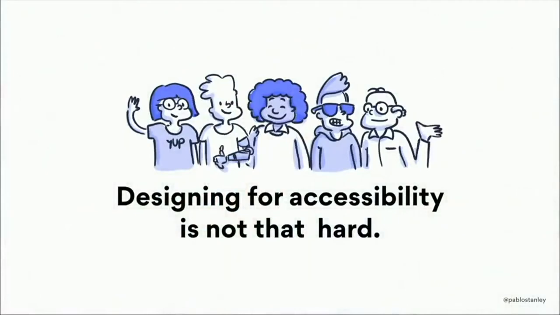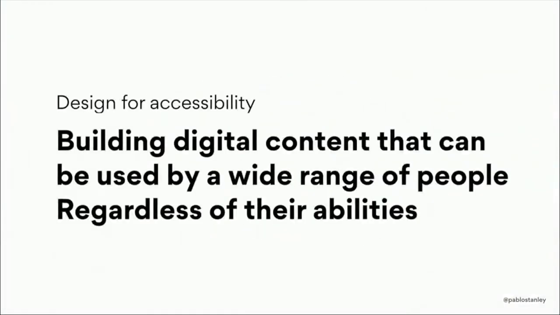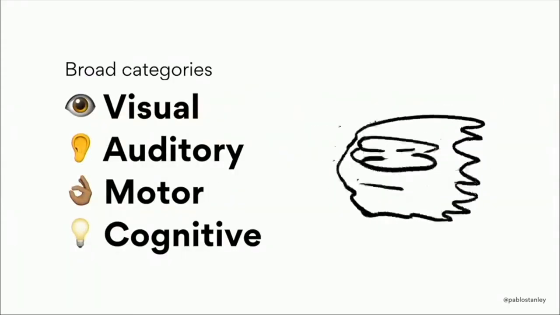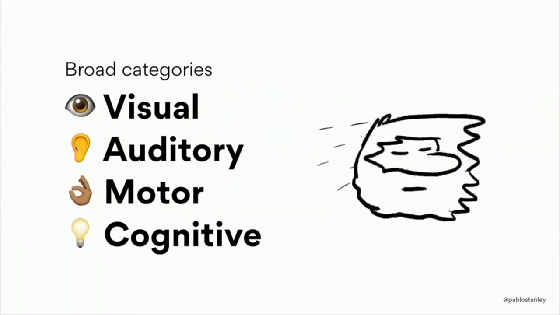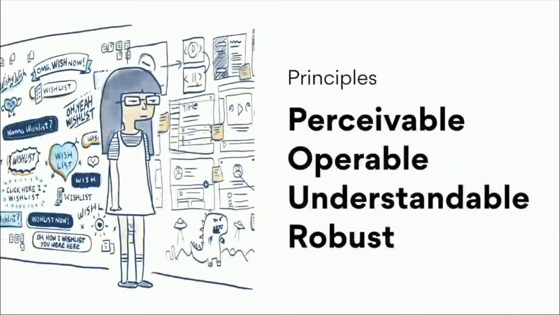We're going to talk about accessibility, and we're going to keep it practical with some steps and tips and just focus on web design. So first things first, let's talk about what I'm talking about. Digital accessibility refers to building digital content and applications that can be used by a wide range of people regardless of their abilities. Generally speaking, accessibility concerns can be split into four broad categories: visual, auditory, motor, and cognitive. And there are also certain principles that the Web Content Accessibility Guidelines puts forward.